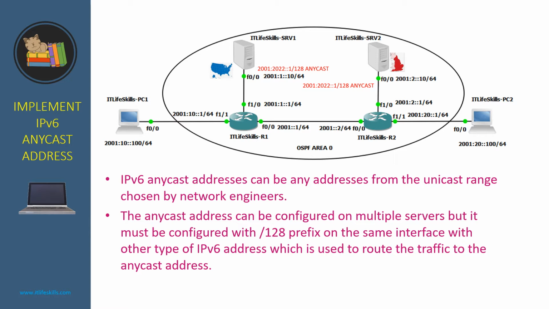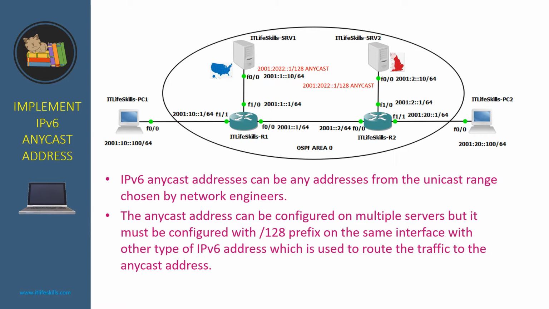Let's see how IT Life Skills implement IPv6 AnyCast address on this network. First, they chose this as the AnyCast address. As you can see, it is actually a unicast IPv6 address. To make it an AnyCast IPv6 address, we must specify the keyword anycast when we configure it on the interface, and it must have the /128 prefix mask.